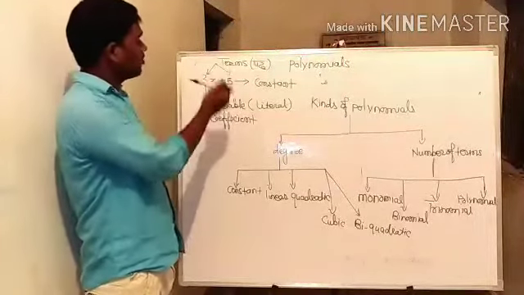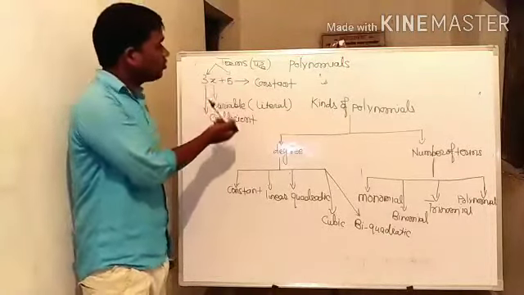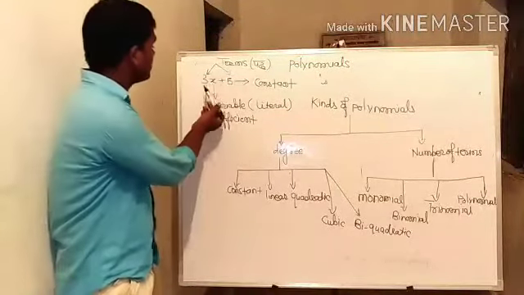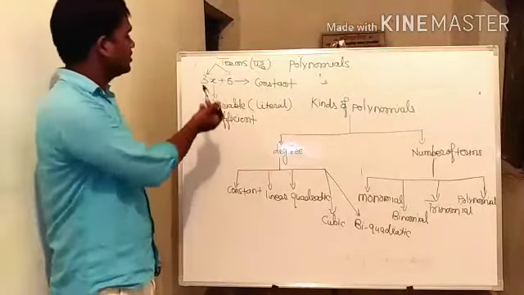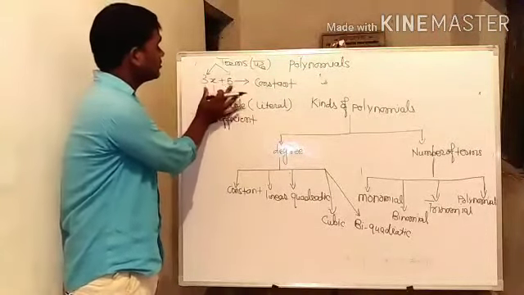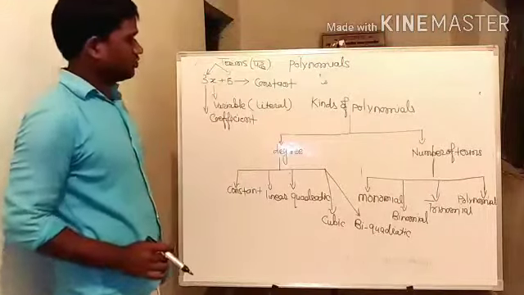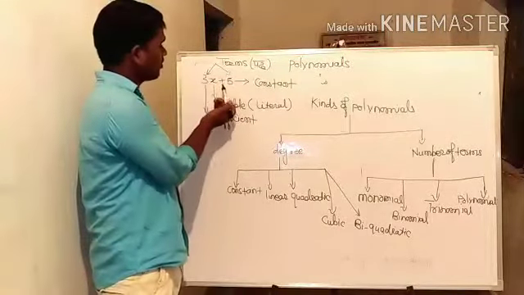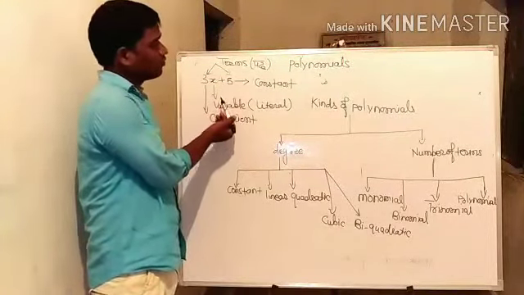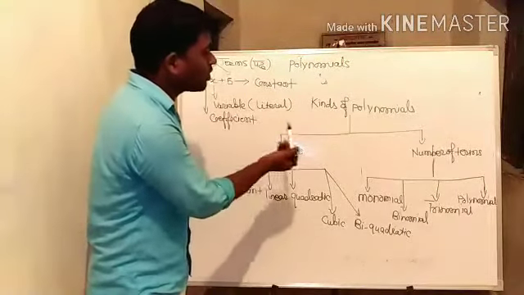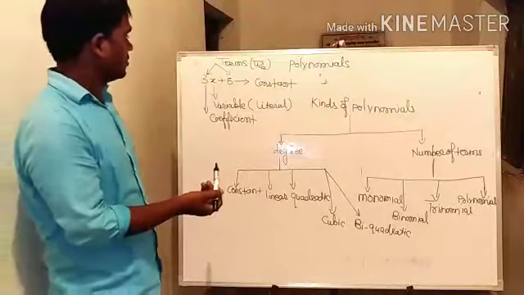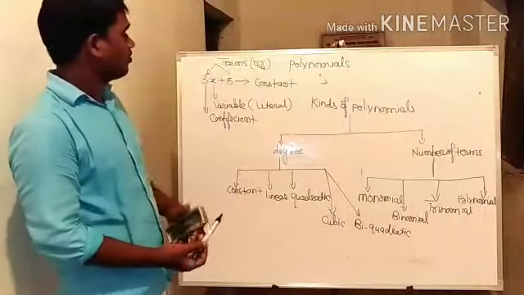So in this polynomial 3x plus 5, we count the number of terms. Here 3x is the first term and 5 is the second term. In 3x plus 5, how many terms? 2 terms. Next we count the number of terms in different kinds of polynomials.